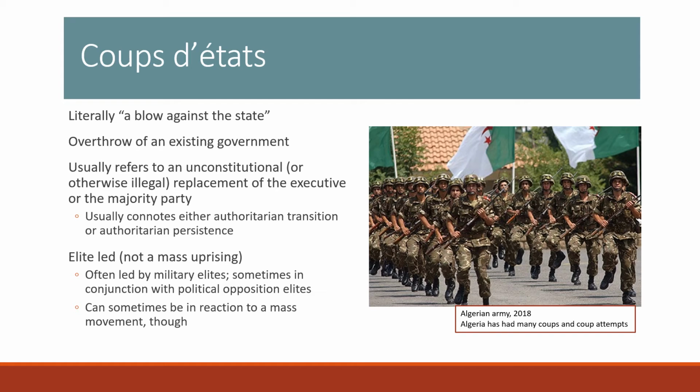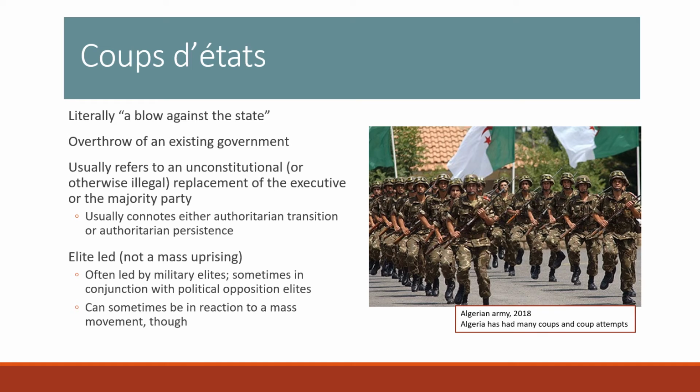A coup d'etat is a different type of contention than any of the others we've mentioned so far, because a coup does not usually have a mass component. Instead, it's an action taken by elites to overthrow an existing leader or a ruling political party. Coups, by definition, represent a blow against institutions and usually have an unconstitutional element to them. So removing a sitting president by constitutional means, such as impeachment, would not be considered a coup. Also, by definition, coups are not democratic because they are extra-constitutional and elite-driven.